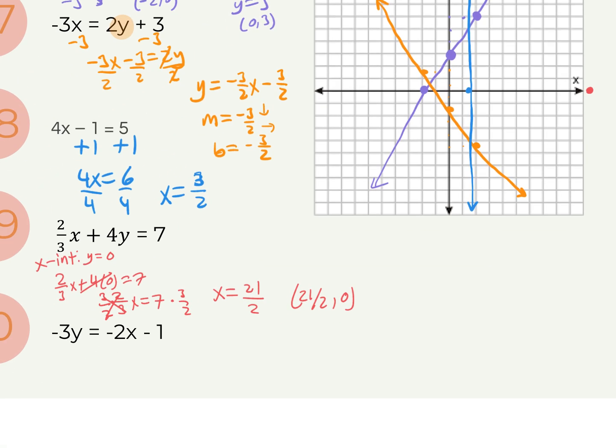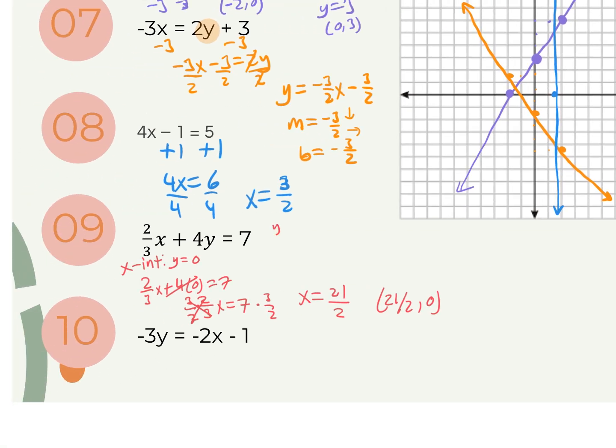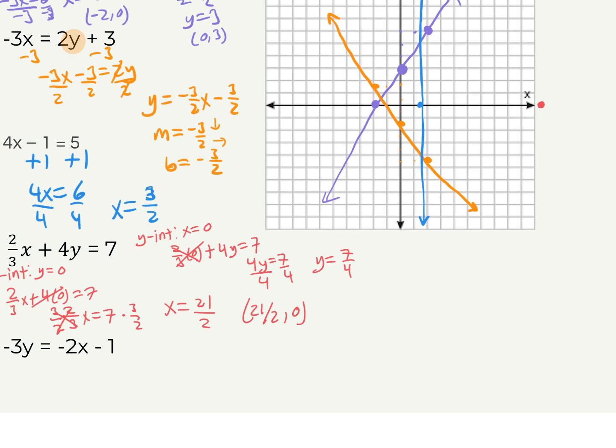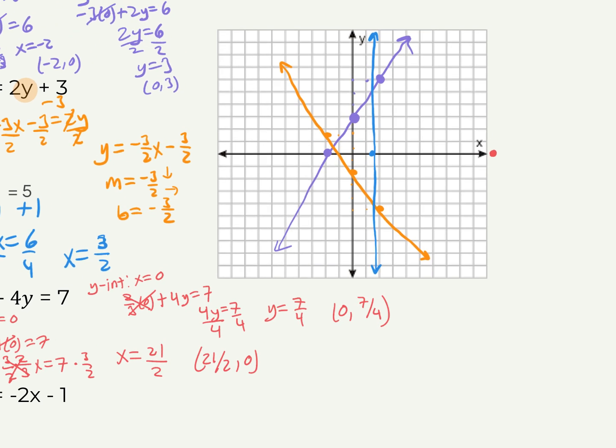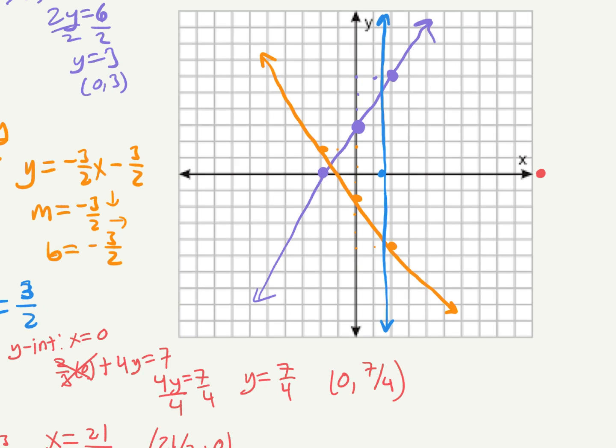All right, and we're going to do the same thing finding the y-intercept. To find the y-intercept, we want to set x equal to 0. And then we get 2/3 times 0 plus 4y equals 7. This goes away, and we get 4y equals 7. Divide both sides by 4, and we get y equals 7/4. So our y-intercept is going to be the ordered pair 0, 7/4. And then 7/4 is a little bit less than 2, so it's going to be somewhere right here.